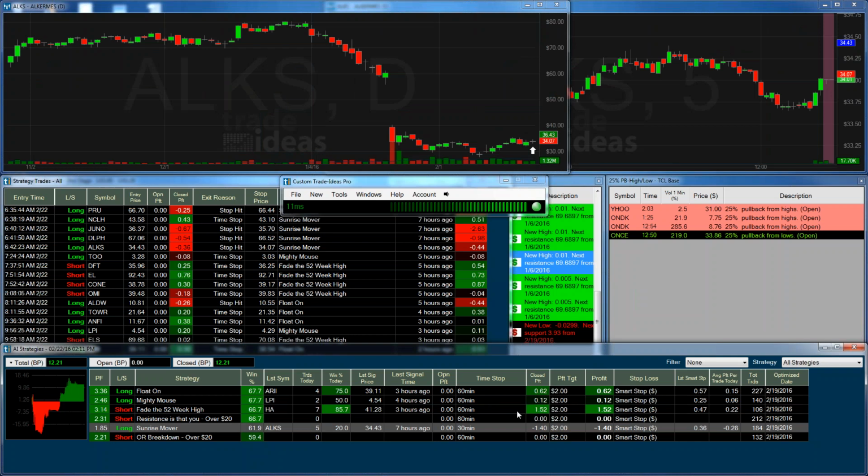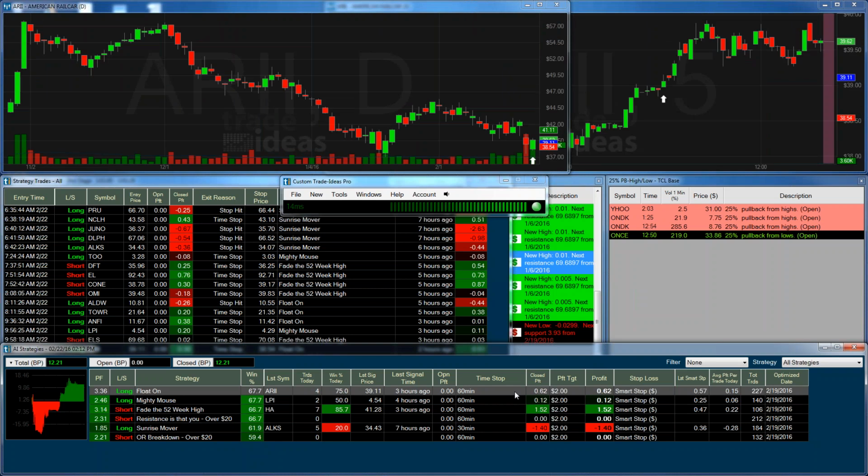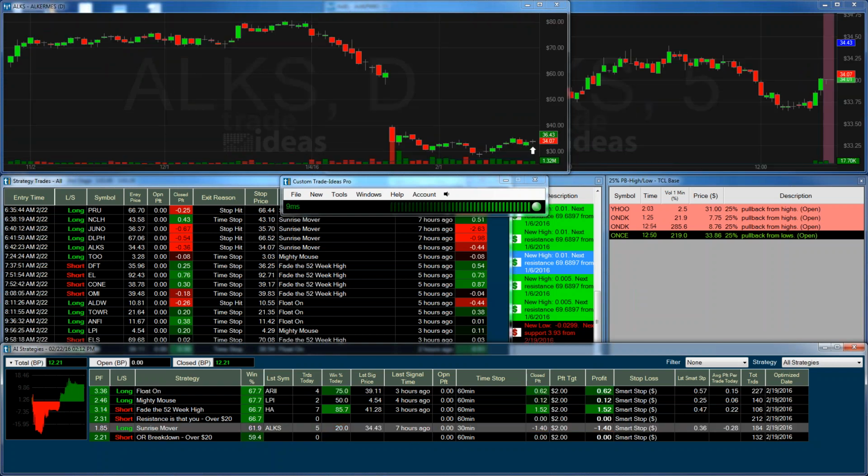So we can see the most productive strategy today was the Fade the 52-Week High, for 7 trades and a little over $1.50, $1.52. And then one of our other favorites is the Float On, which looks at the smaller float stocks. On 4 trades, it looked like it kicked out about 62 cents. And then our friend down here, the Sunrise Movers, 5 trades, down $1.40 today. So this one is a long strategy, of course. It tends to start a little bit earlier, but as we can see, today it didn't do well.